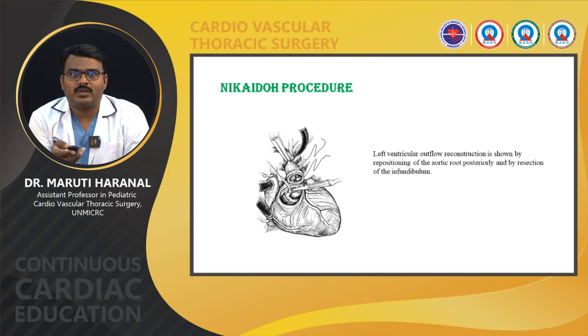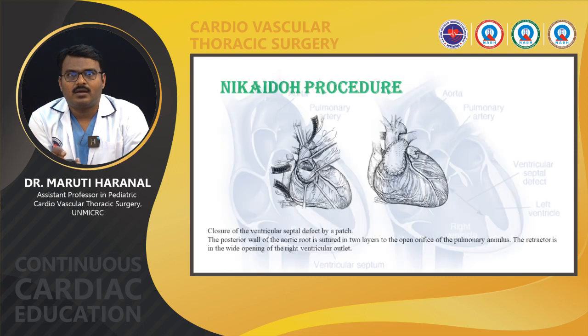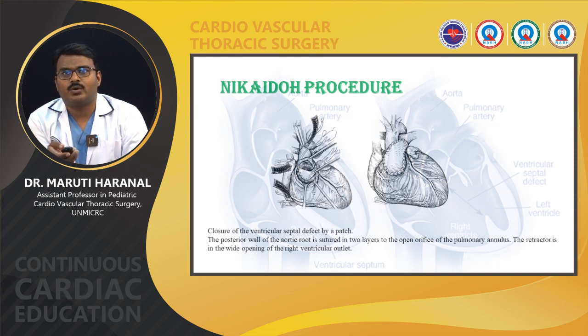A patch, whether autologous pericardium or a PTFE patch, is used to tunnel the left ventricle to the aorta through the VSD, and the right ventricle to pulmonary artery continuity is established either using an autologous pericardial patch with or without a monocusp valve or a conduit.